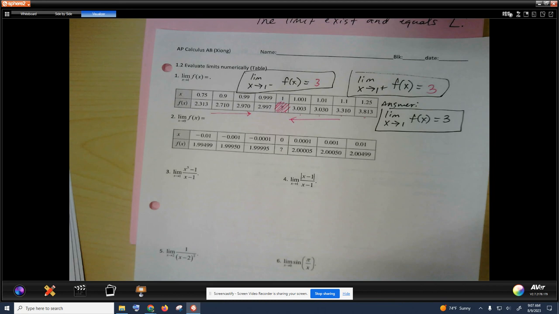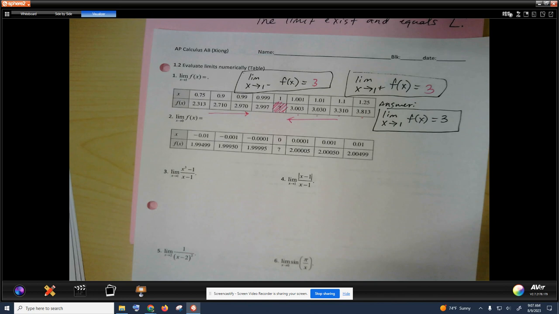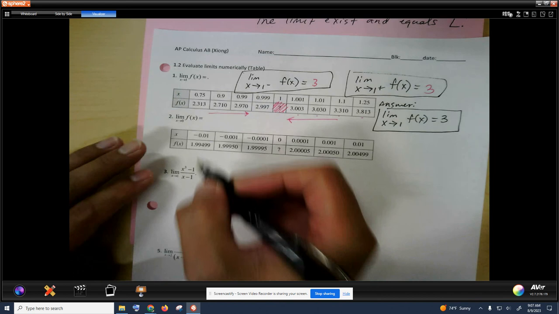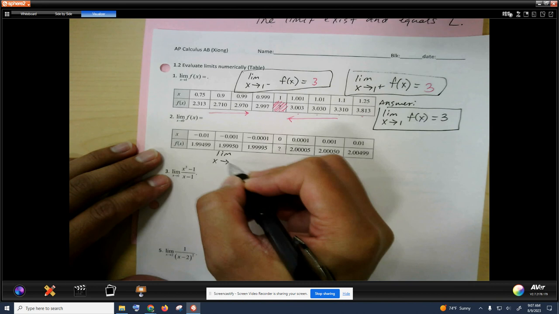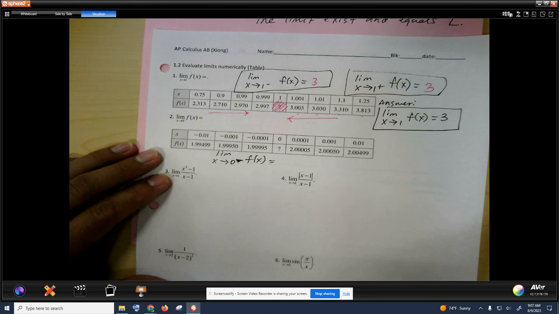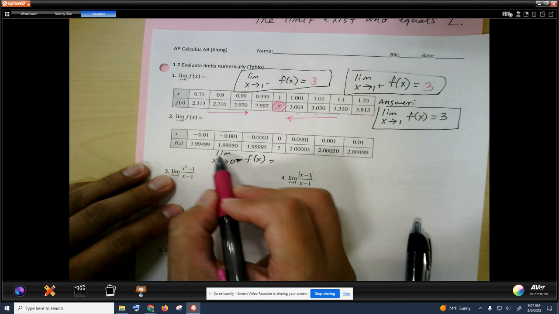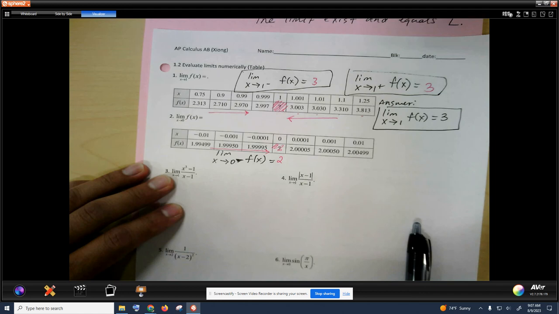Okay, so we could try again for the next one. We have another table, and we're going to check, this is a different equation, but now we're going to approach 0. So they want us to check, does the limit exist of some function? This happens to be its table. So we're just going to say, let's approach 0 from the left. And then take a look at your table. Asan, what are we approaching? It looks like it's approaching 2 from the left.